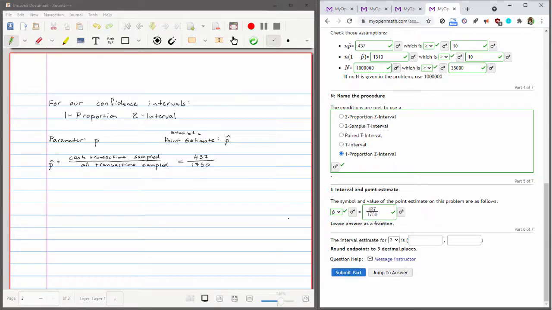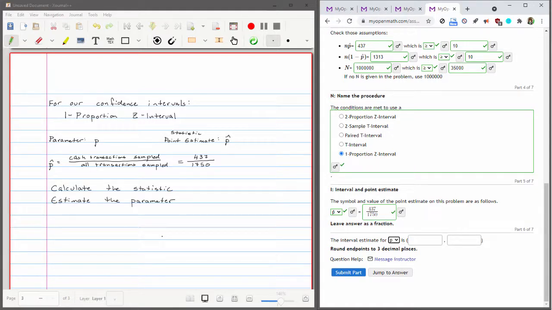Now, the point estimate is something we can actually calculate. We calculate the statistic. We estimate the parameter. So when we're asked to calculate something, we're calculating a statistic. But now we're talking about the interval estimate. That's the estimate for the parameter.